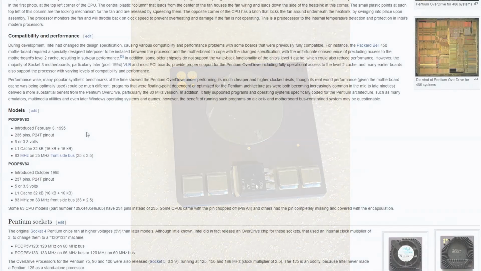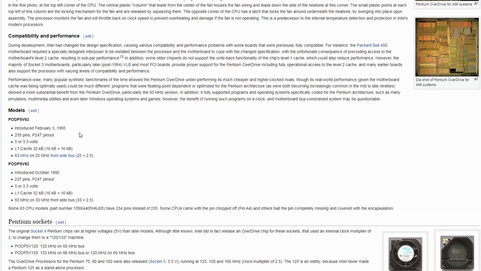5V. Now both of these were released in 1995, and an interesting thing here is that the first one, the 63 MHz, was released in February, while the 83 model was released in October. And that is a significant gap here. That probably means that Intel had a hard time pushing these frequencies higher.